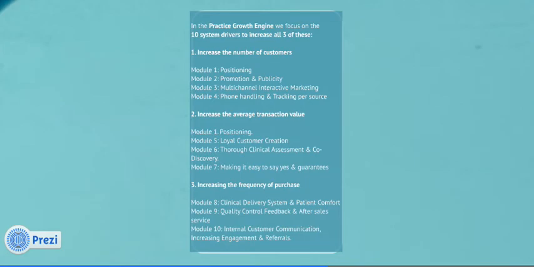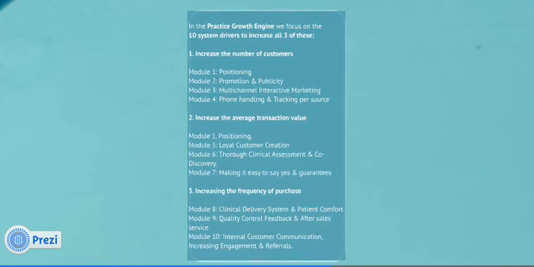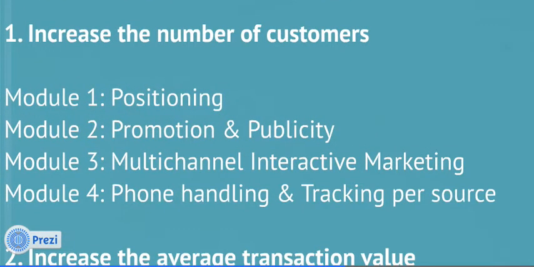So in the Practice Growth Engine membership, we focus on the 10 system drivers to increase all 3 of these drivers. We increase the number of customers by looking at our Module 1, which is positioning, teaching you how to attract high-value customers. Promotion and publicity, number 2, we teach you how to attract those customers using systems which will work all the time. Module 3, we look at multi-channel interactive marketing to get you higher return on investment from your marketing and make sure you've really got a strong system to grow further.